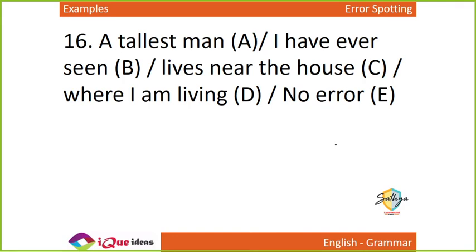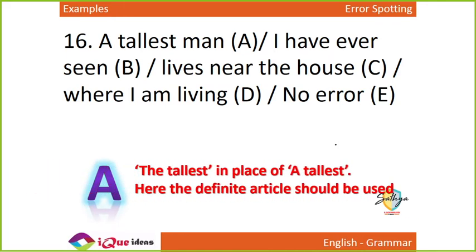A tallest man I have ever seen lives near the house where I am living. Oh, very good. Most of you are getting it right. Perfectly right. So, when you are saying tallest, that means you clearly know whom you are talking about, right? You are very specifically, very definitely talking about a particular person. So we use the definitive article the. The tallest man I have ever seen lives near the house where I am living.